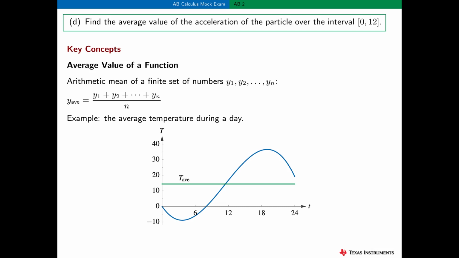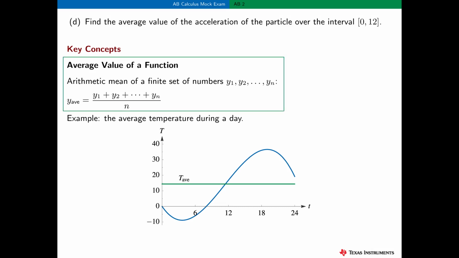In part D, we need to find the average value of the acceleration of the particle over the time interval 0 to 12. One of the key concepts needed here is, of course, the definition of the average value of a function. Now, I think this is a very nice application of the definite integral, because we can visualize this concept, and we can derive this result using our typical method for deriving many calculus concepts. That is, we approximate the result with a finite number of terms, and then consider what happens as n goes to infinity.